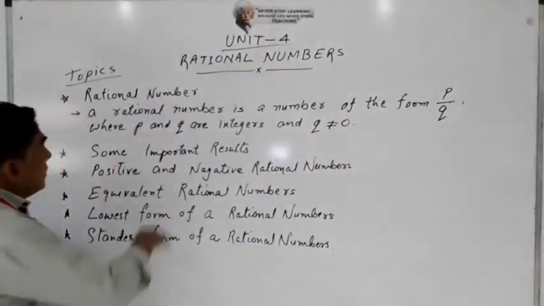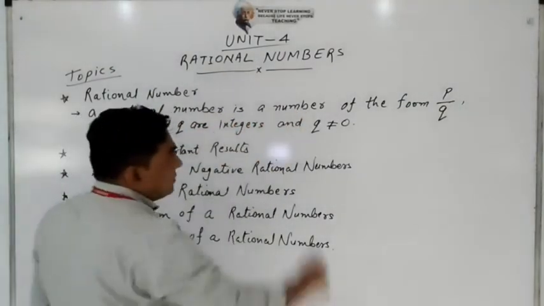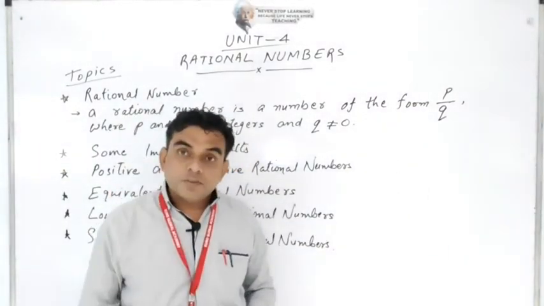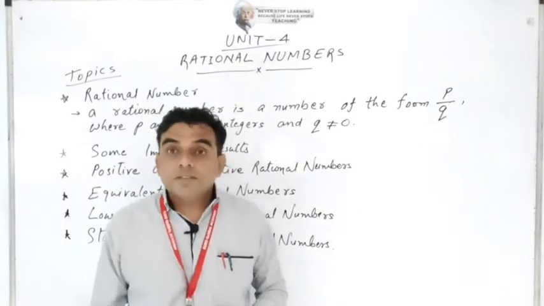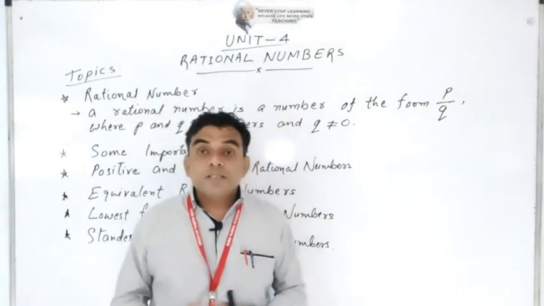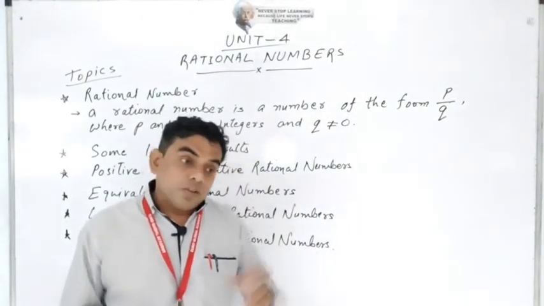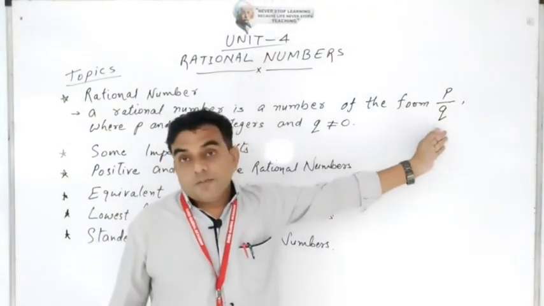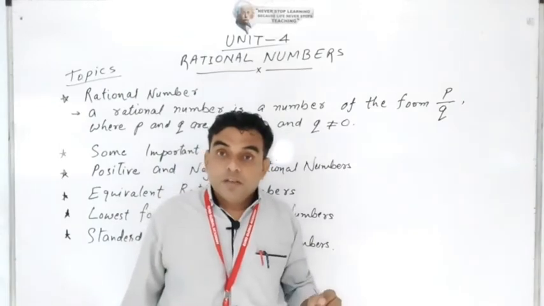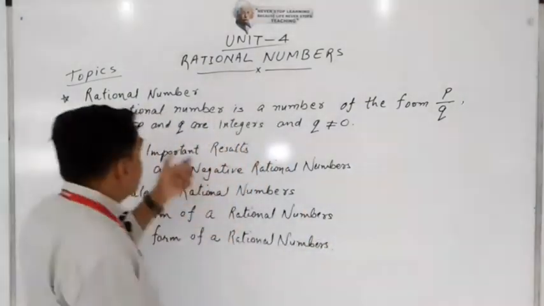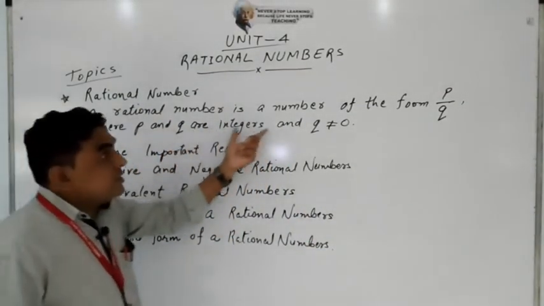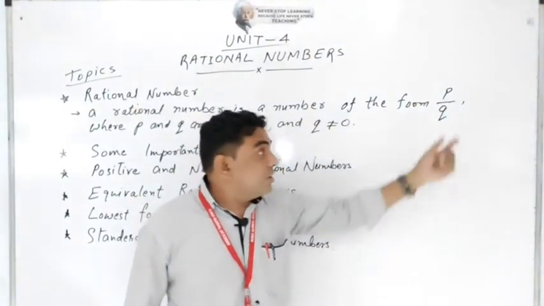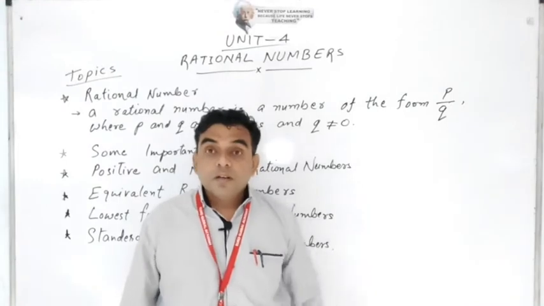So now, rational number. A rational number is a number of the form P by Q, students. One number is in the numerator, one number is in the denominator. Not that both are the same. You can see that a numerator and a denominator will be there. It is a rational number, students. But in this case, you can see here, P and Q are integers. Both are integers, but Q is not equal to 0, students.